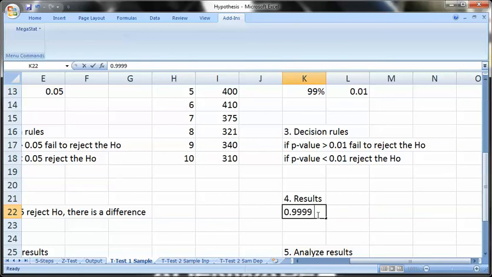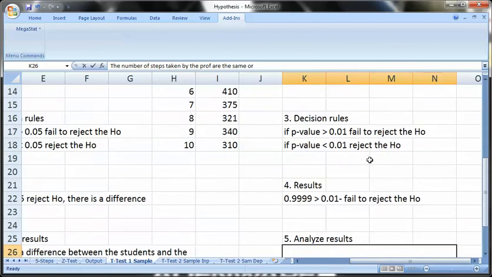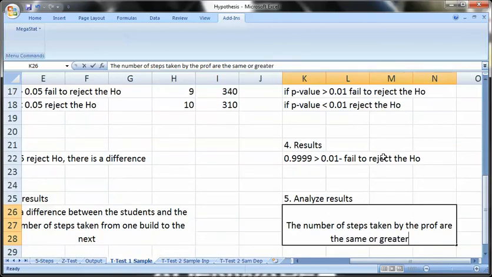0.99 is definitely greater than 0.01. Therefore, we fail to reject the null. That is to say, the number of steps taken by the professor are the same, or, let's go back up here, greater than the students.